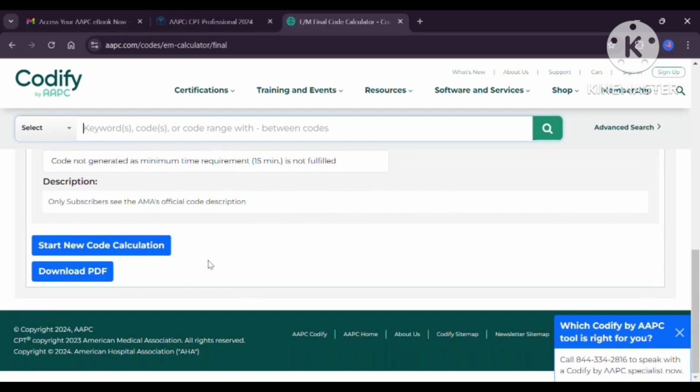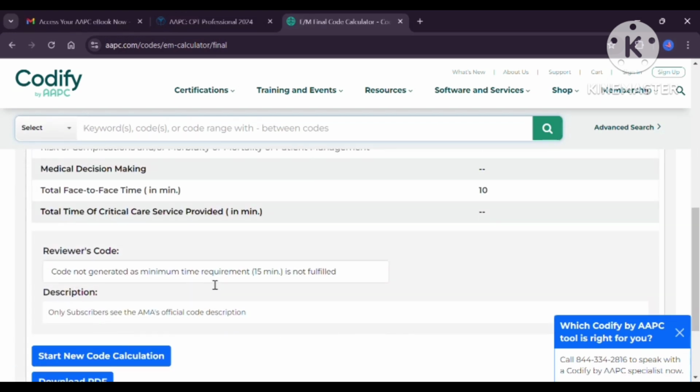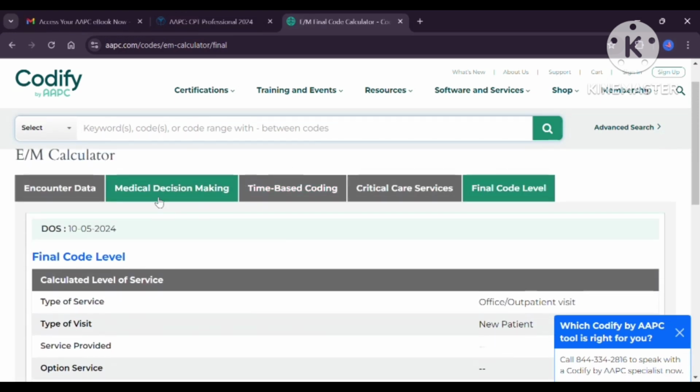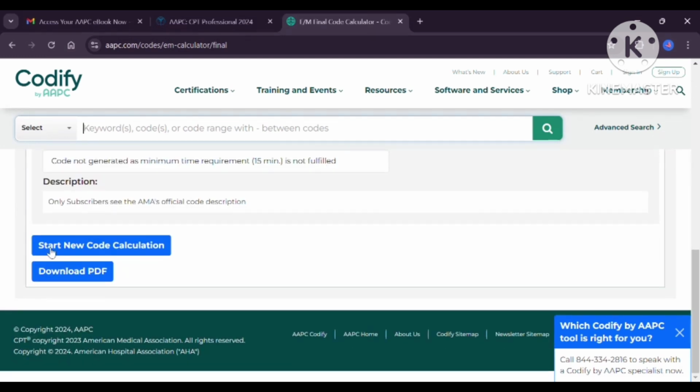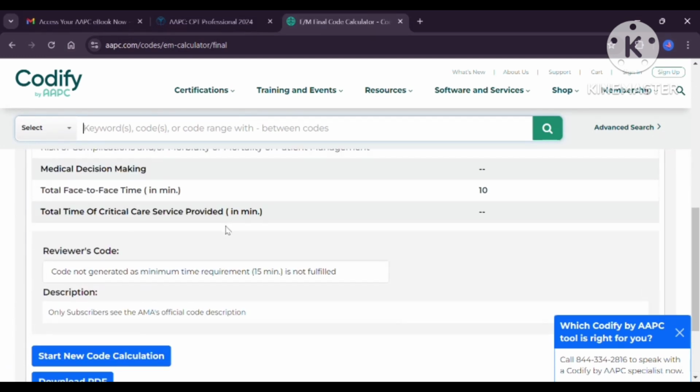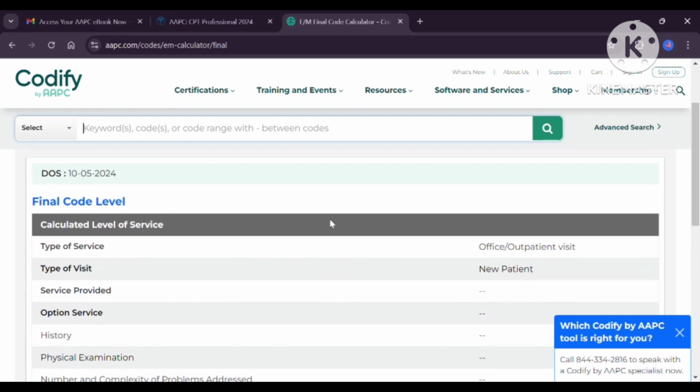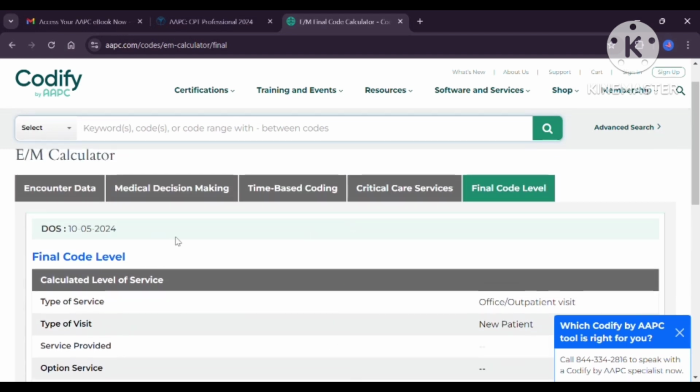So based on the time also, we can get a code. Based on time and based on the medical decision making, the final code level will be given to us. It is straightforward and the code is 99202. So this is how we have to use this MDM calculator. In the exam also it is there. You can all try doing this. E&M questions are available on Google itself. You can check them with the help of this MDM calculator. If you're not able to find the MDM, then you can use this MDM calculator. This will be very helpful to you.